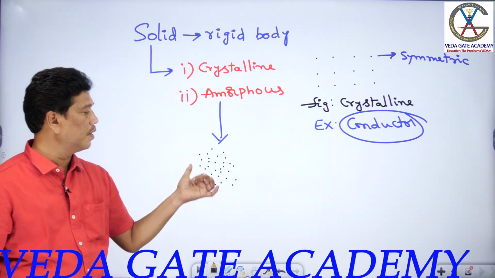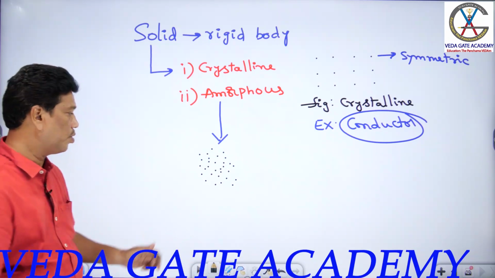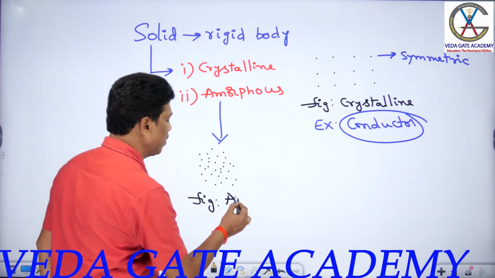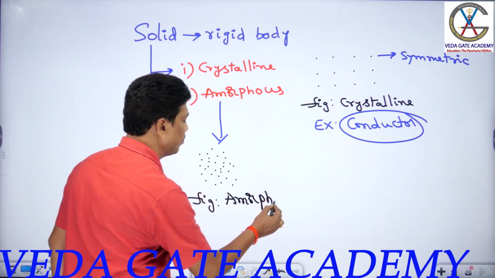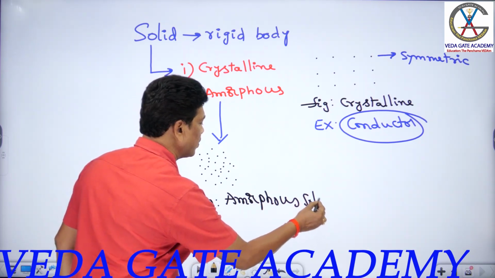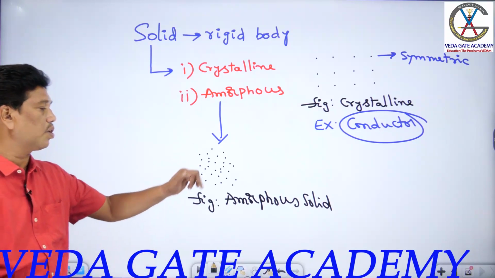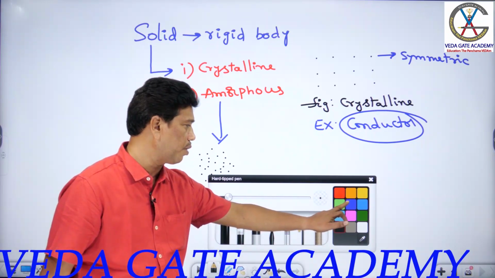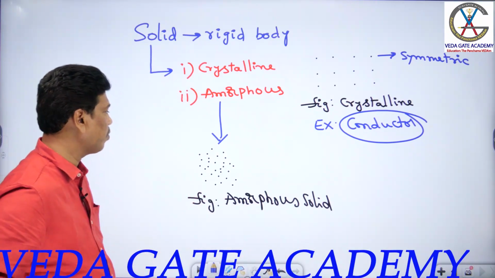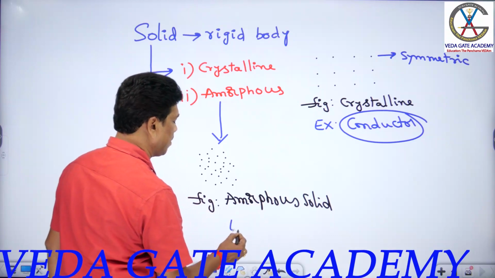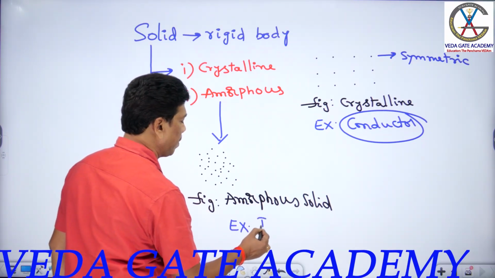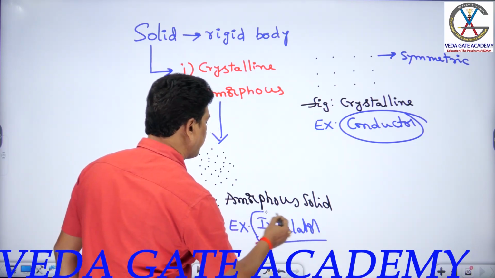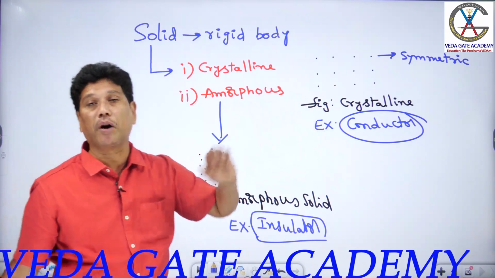So amorphous means a random structure of atoms. This is an amorphous solid. The atomic structure is a zigzag placement. So what is the best example for that? The best example is insulators. So an insulator is an amorphous body, and a conductor is a crystalline body.